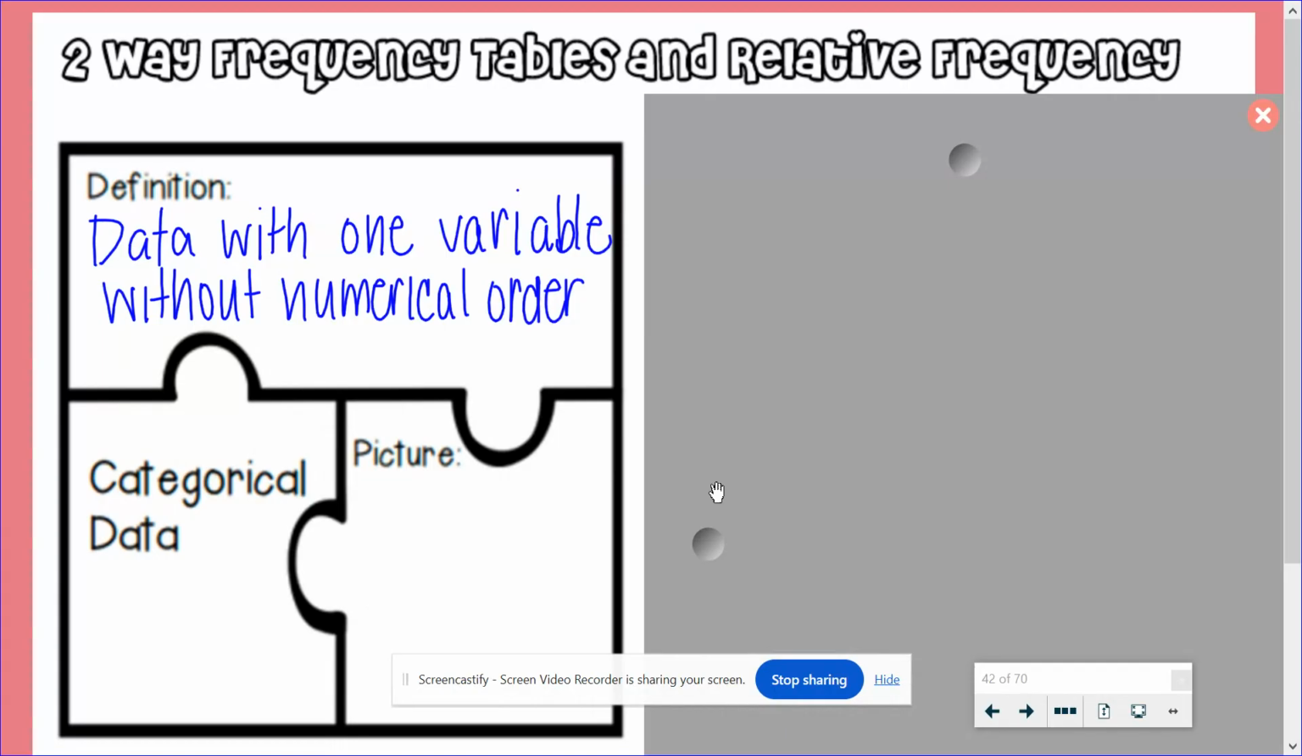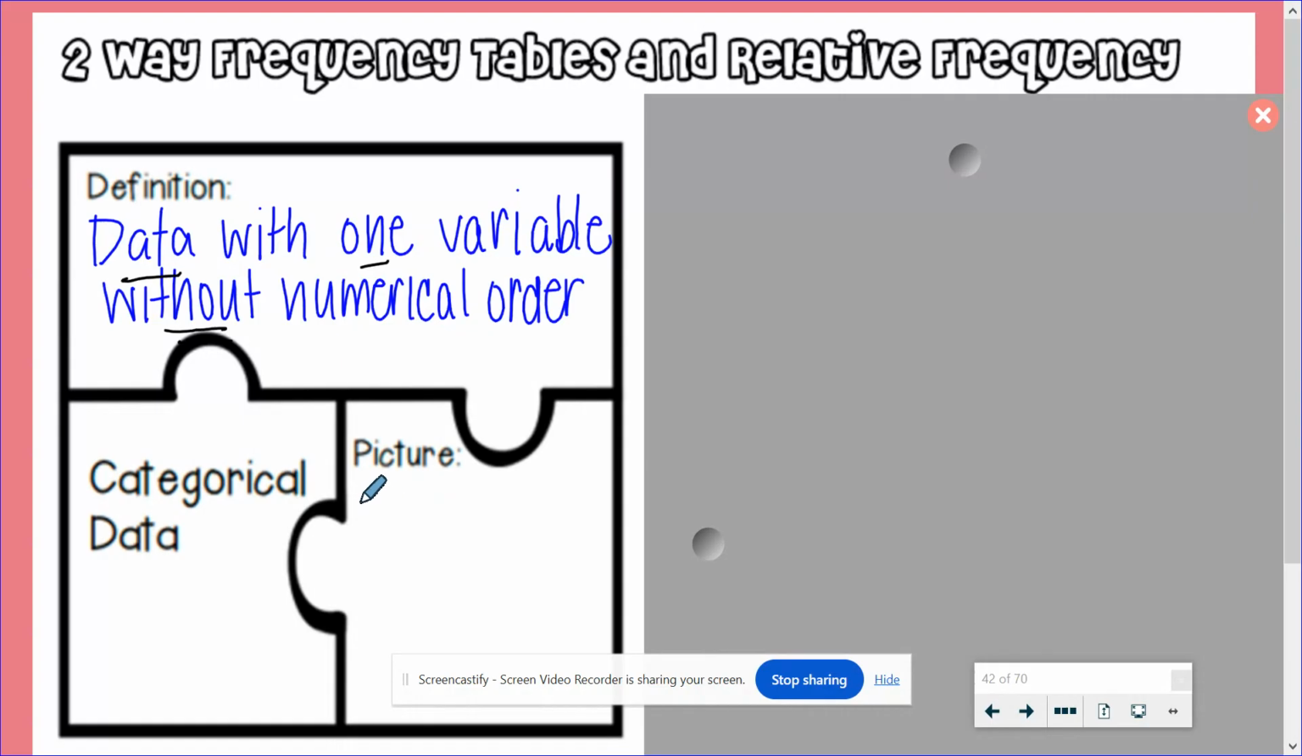So there's categorical data and there's numerical data. Obviously, numerical data has numbers. We've talked about that before. So what we haven't really talked about is categorical data. So categorical data is data with only one variable, and it's without numerical order.